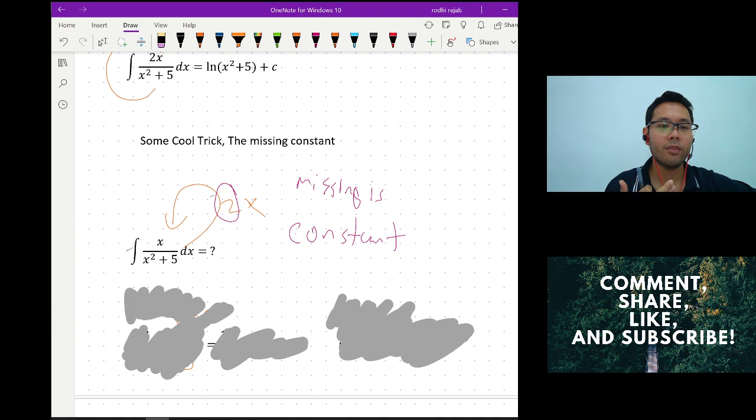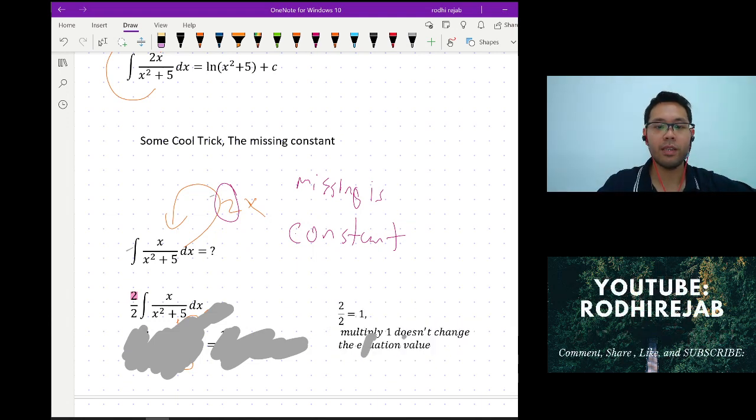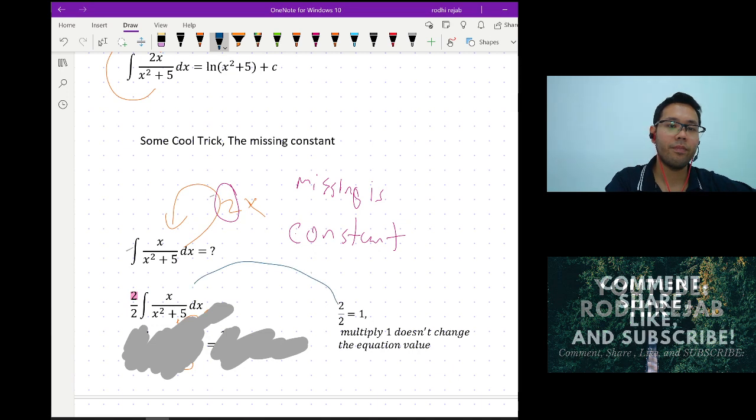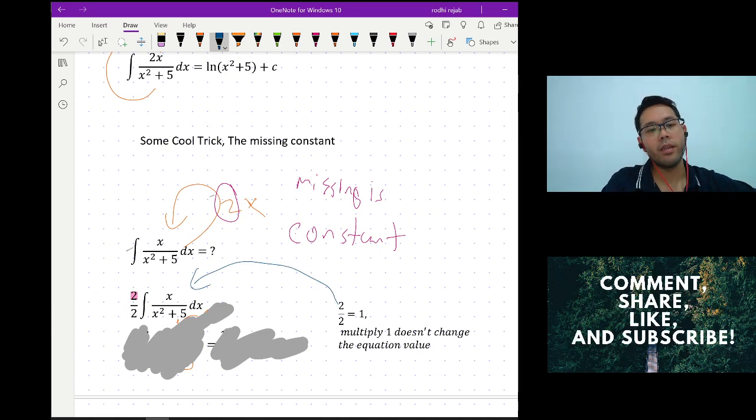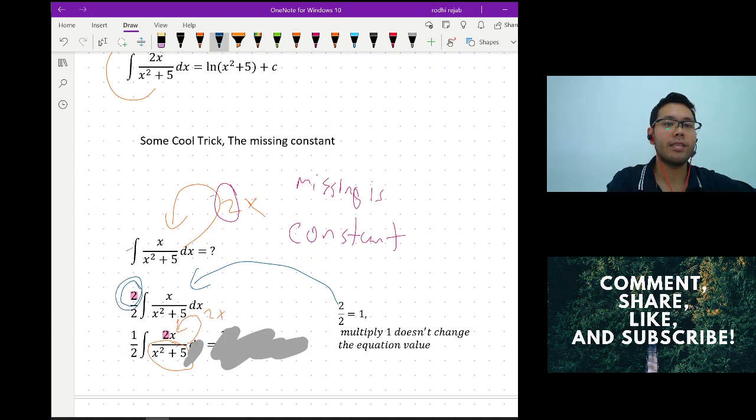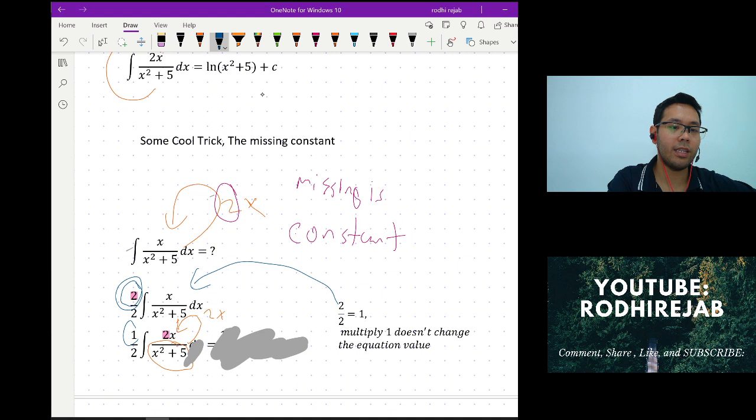All right? So you can do this cool trick. Look here. I can multiply outside by 2 over 2. Why am I doing it this way? Because you need to remember that 2 over 2 is equal to 1. So if I'm multiplying that, I do not change the equation. Things remain the same. Okay? Still the same. And now, the 2 above, the numerator 2, I'm going to take it and transfer it inside.